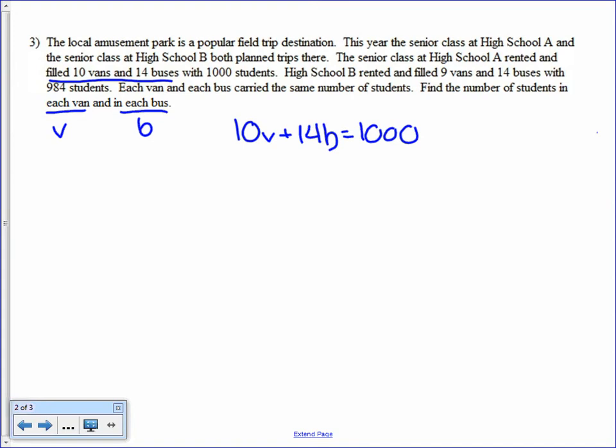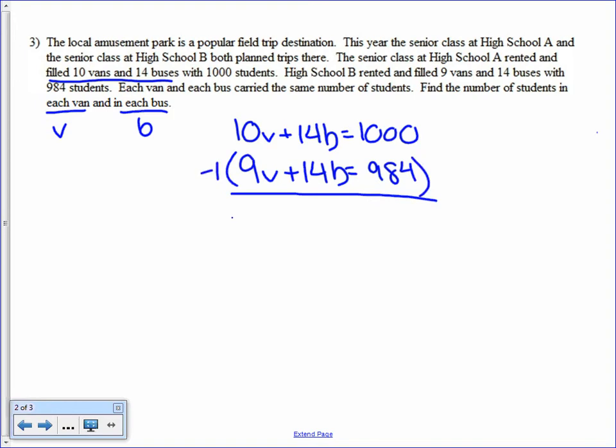High school B filled 9 vans and 14 buses. So 9V plus 14B equals 984. So these are our two equations. Once again, we're going to use elimination. So we have to make one of the 14s a negative. Let's use the bottom one. You can use the top if you want.